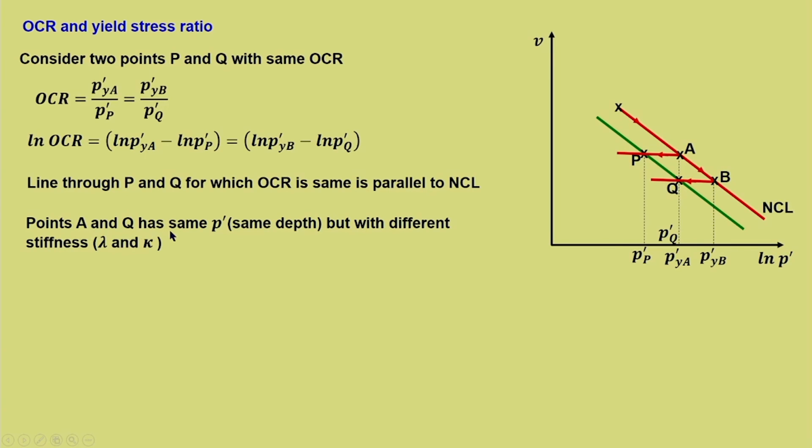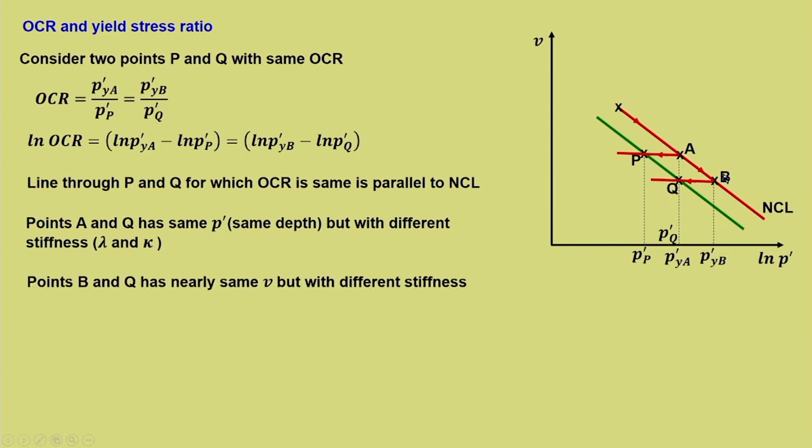Points A and Q have the same P dash, that is A and Q are vertically below one another. So they have the same P dash, but different stiffness, lambda and kappa. That is an important aspect. Even for the same initial pressure, if you consider point A, it falls on NCL, and hence the stiffness of A can be considered as lambda, whereas Q is on the loading unloading line, and hence the stiffness is kappa.